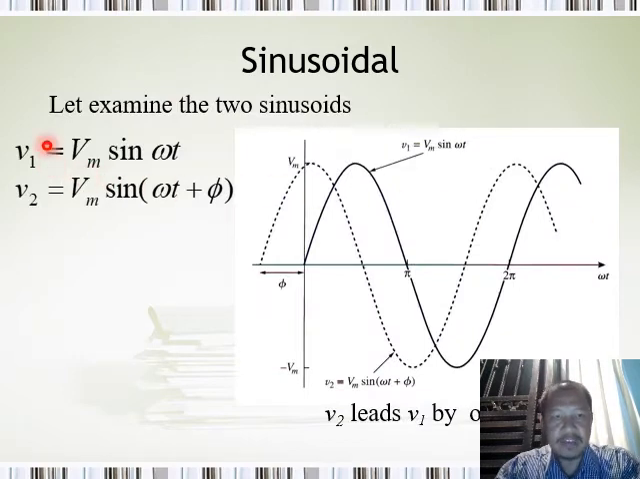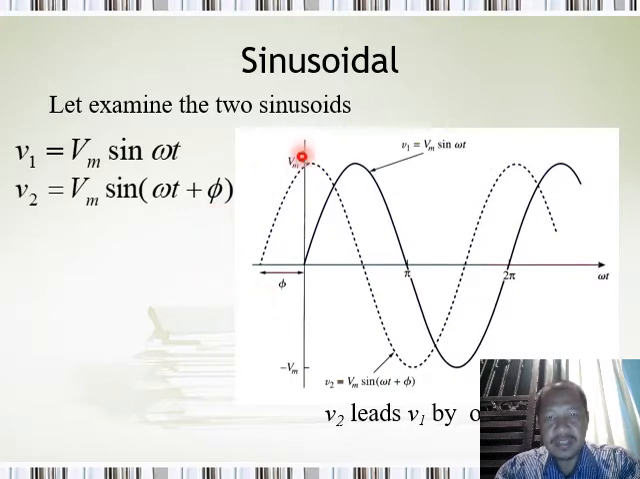So let's assume we have two sine waves. Okay, let's examine two sinusoids, or sine waves. We call them V1 and V2. So V1 equal to Vm sin omega t, without the value of phi, without the value of phase angle, or we call it phase angle equal to 0. And V2 equal to Vm sin(omega t plus phi), with some value of phi.